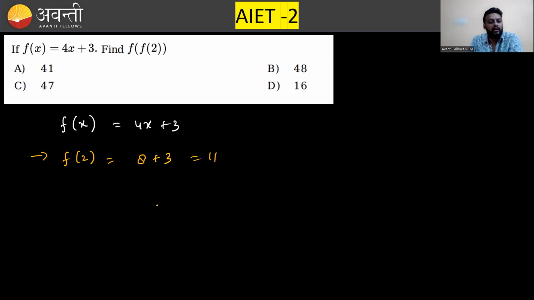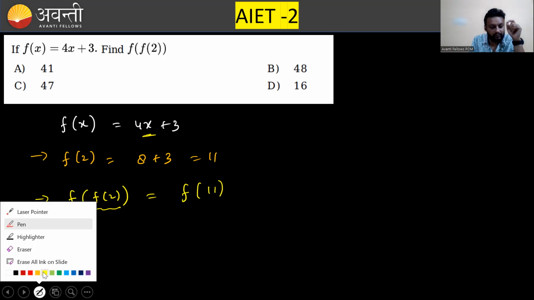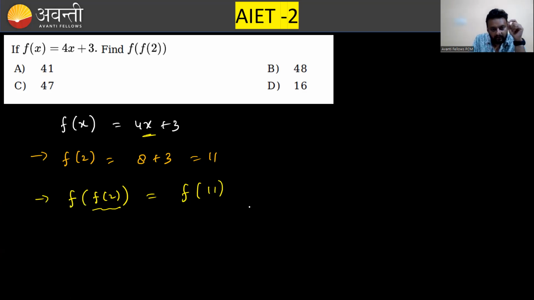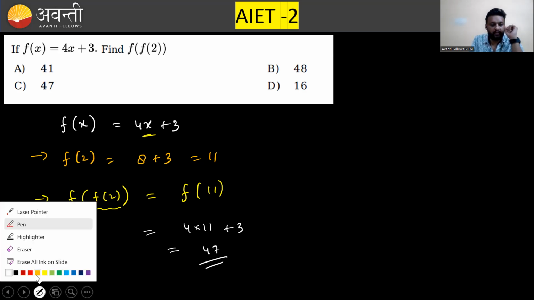That is 11. Now question says in the next statement, you don't want to calculate f(2) only. You want to calculate f of f(2). Now you have calculated the value of f(2), which is 11. So what is the ultimate aim? You want to calculate f(11). Now put 11 in place of x. You will get 4 into 11 plus 3. That is 44 plus 3, that is 47, which is your correct option number C.